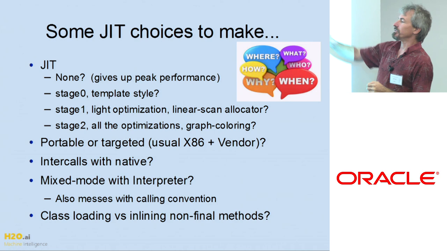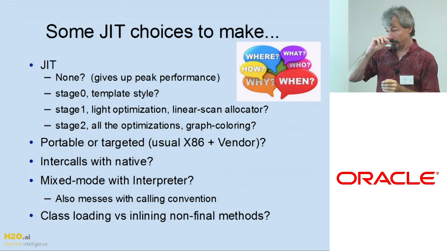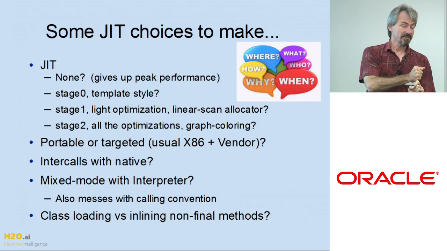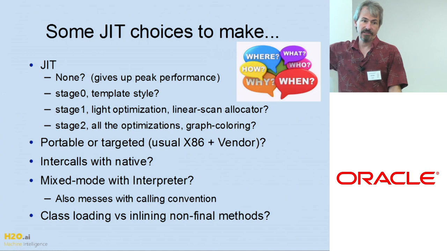Graph coloring allocator. No one says it. No one talks about it very much. But right after inlining, graph coloring register allocator is the number one way to get performance out of crap code. You get miles and miles and miles of crappy code. That's the next secret.